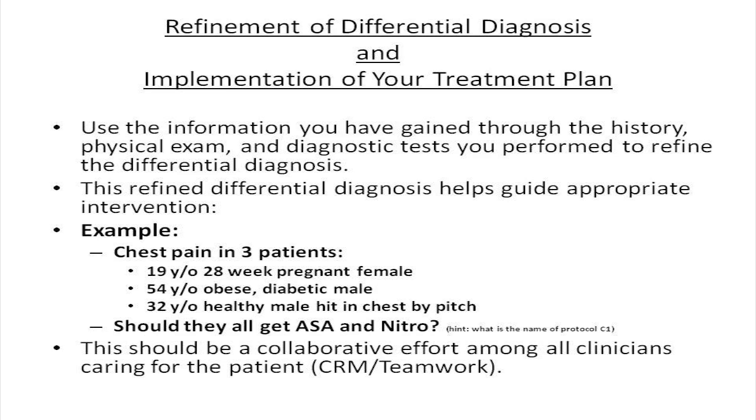Now, your refined differential diagnosis then helps you guide appropriate intervention. So, for example, you have a patient with chest pain. Now, I'll give you 3 different patients with chest pain, and you tell me which one you think should get aspirin and nitro, or if you think all of them should get aspirin and nitro. So here are the patients: a 19-year-old, 28-week pregnant female, a 54-year-old obese diabetic male, and a 32-year-old healthy male hit in the chest by a pitch.